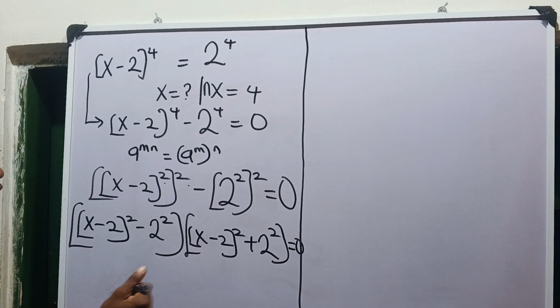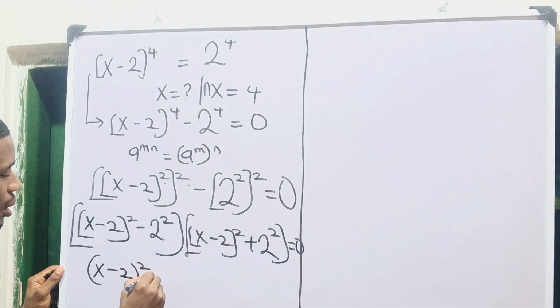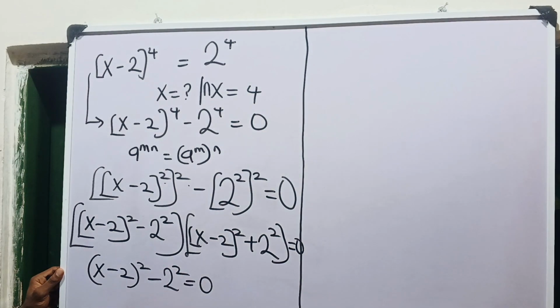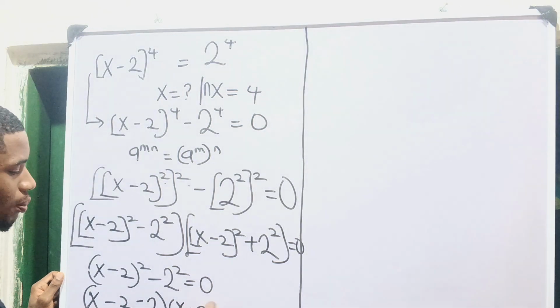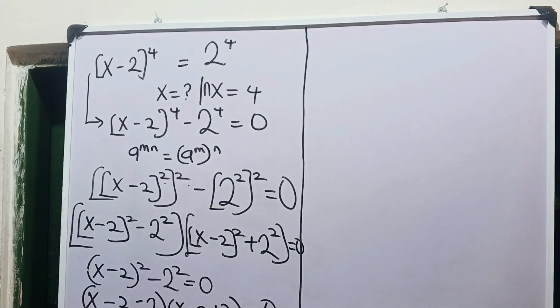Now, given that (x - 2)^2 - 2^2 is equal to 0, we can deduce that we can also use the difference of two squares. As you can see, this is a term squared minus another term squared, so these are two squares with a difference between them. So this will give us (x - 2 - 2) multiplied by (x - 2 + 2), and this is equal to 0. So as you can see, x - 2 - 2 is equal to 0, and x - 2 + 2 is equal to 0.